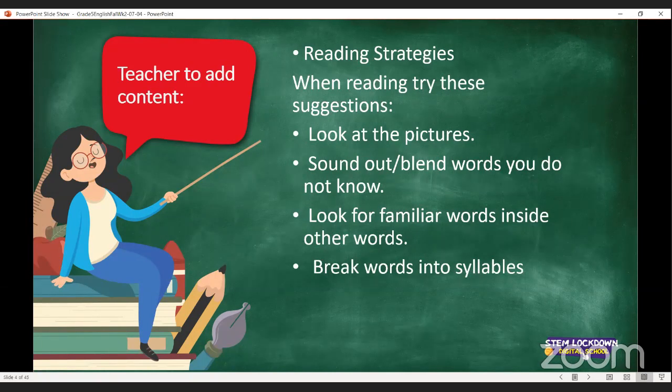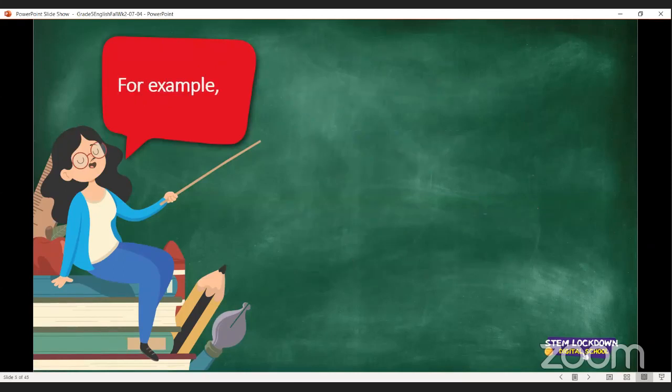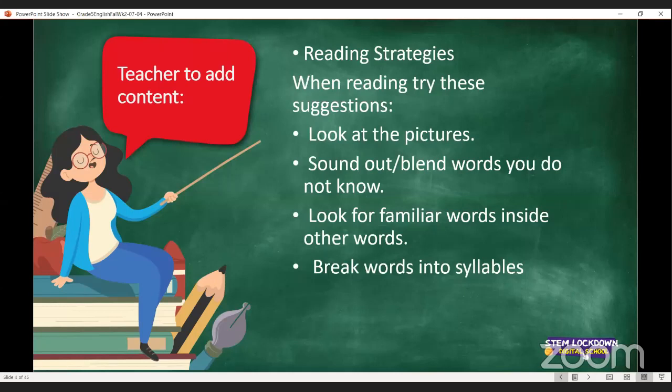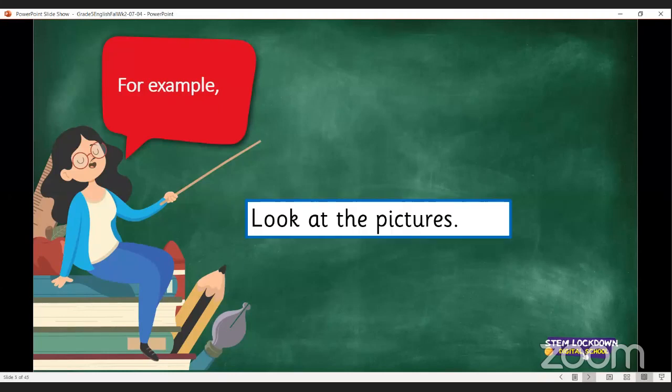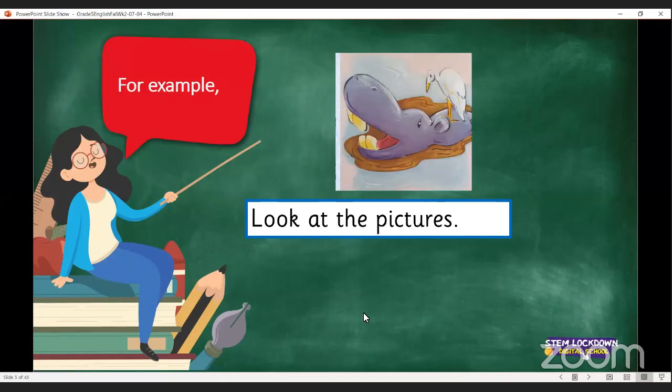So the first thing we do is we look at pictures. We sound out and blend words you do not know. Look for familiar words inside other words and break words into syllables. So I'm going to stop at the first one. For example, look at the pictures. And I have one for you.